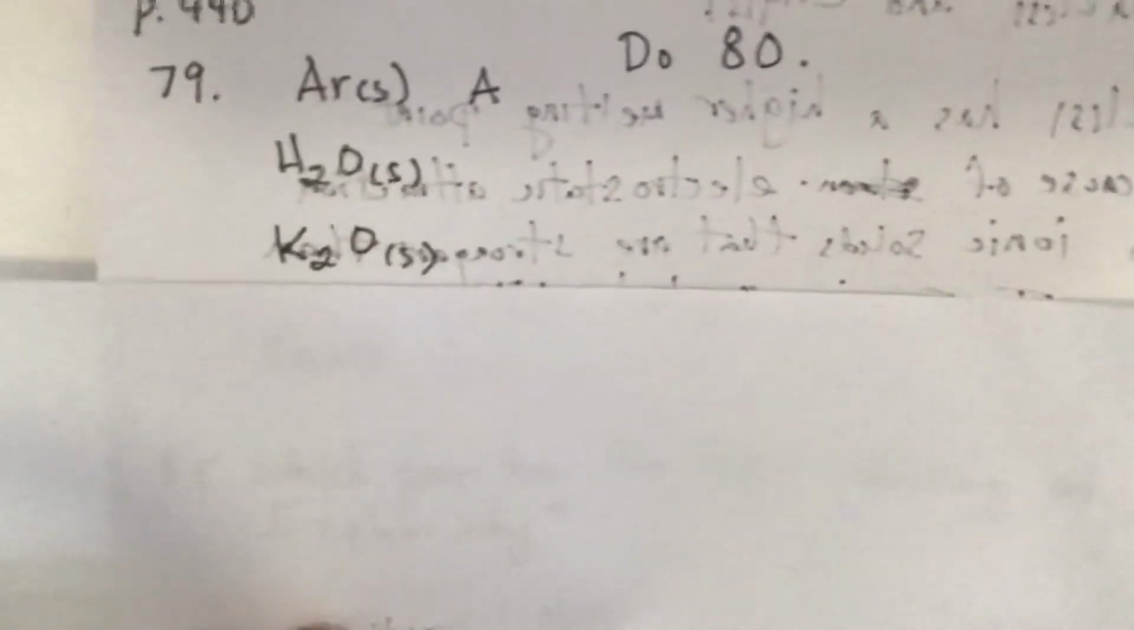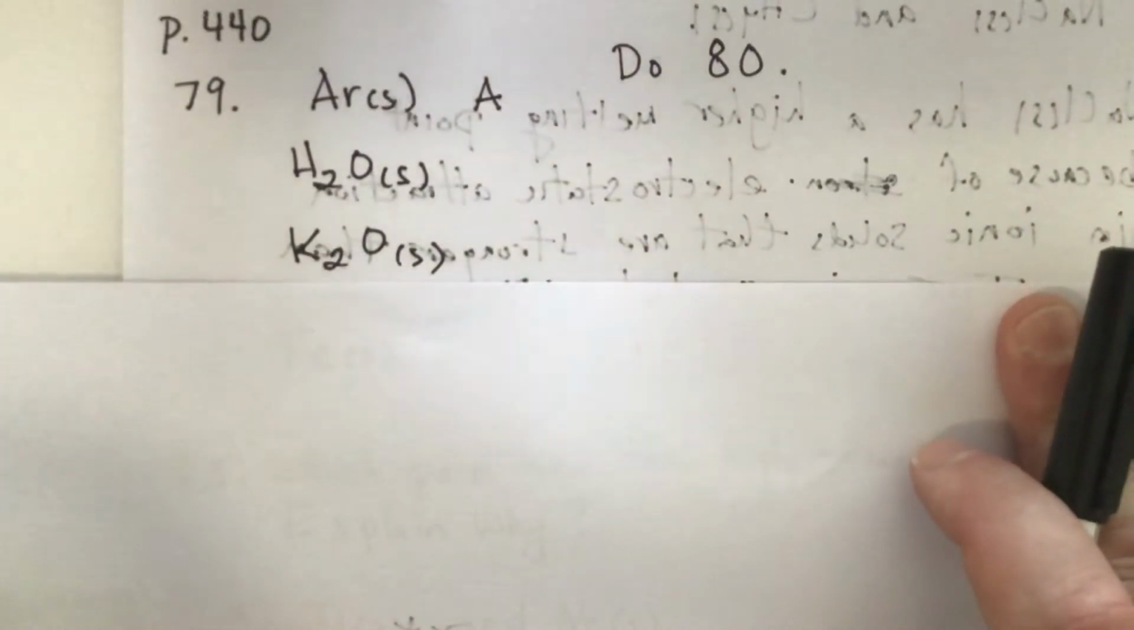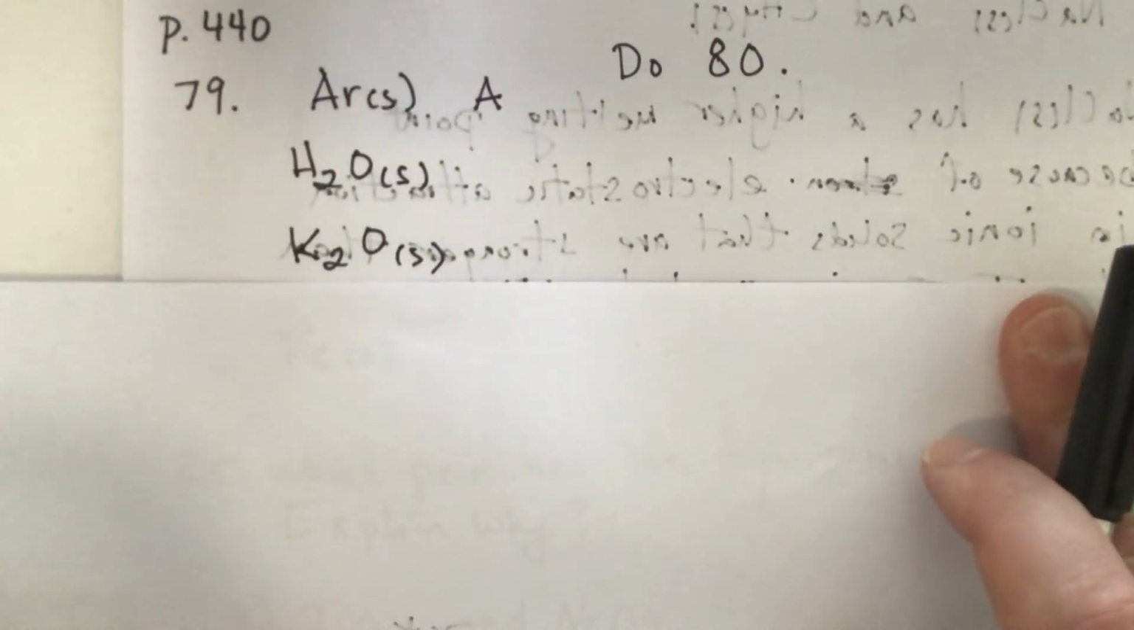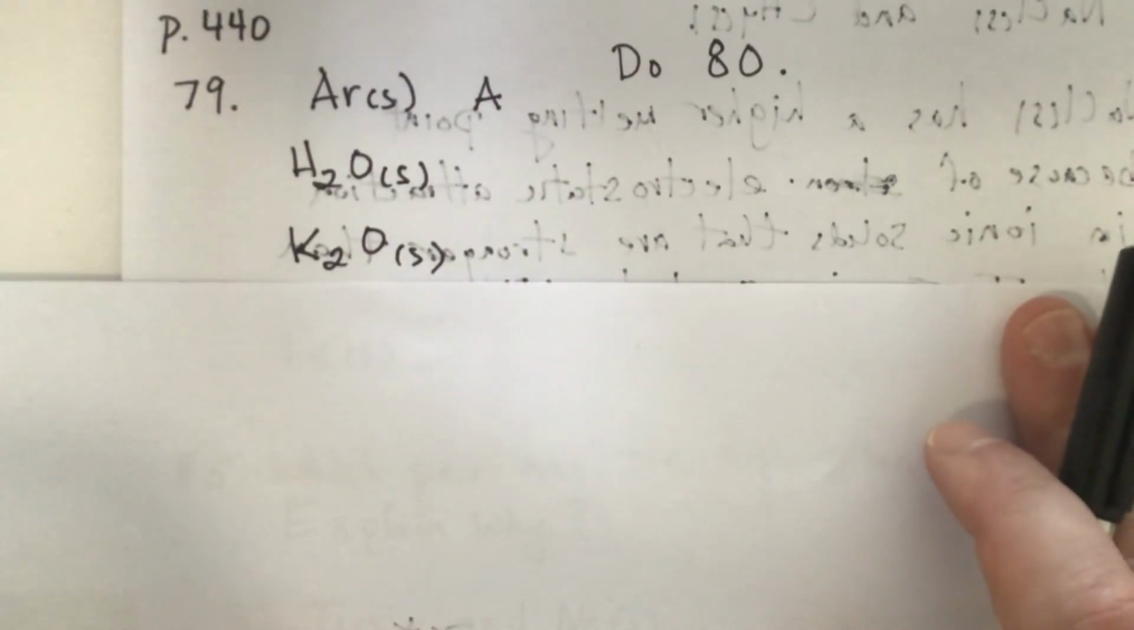Next one, H2O solid, ice. What kind of solid is that? Well, what is hydrogen? What is oxygen? These are two nonmetals. Two nonmetals bonded together. This is an example of a molecule. So it's a molecular solid.